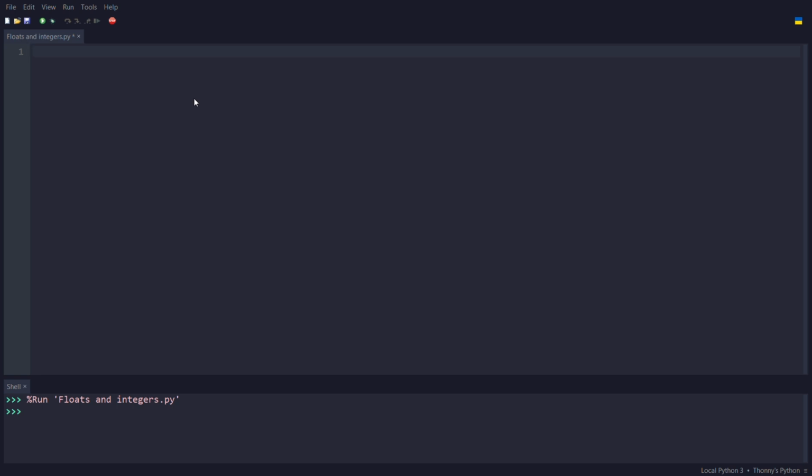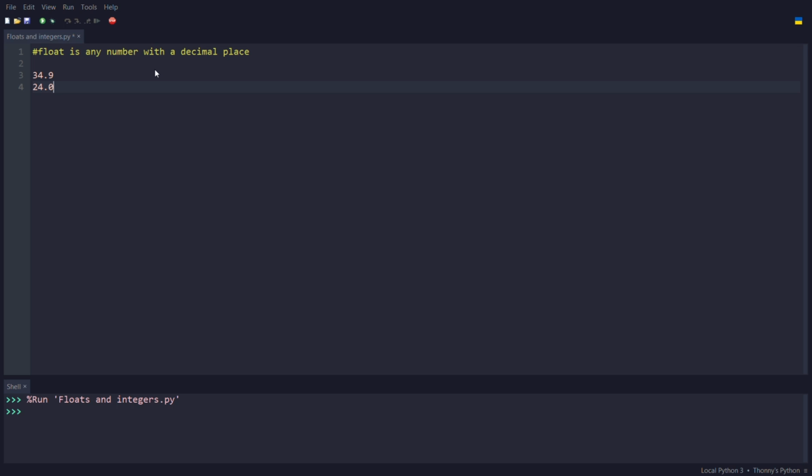To start off with, what exactly is a float? A float is any number with a decimal place in it. So, for example, we have 34.9. That's a float because you see it has that 0.9 in it. 24.0, again, that's a float because it has that 0.0. So anything that has a decimal place in it is a float.